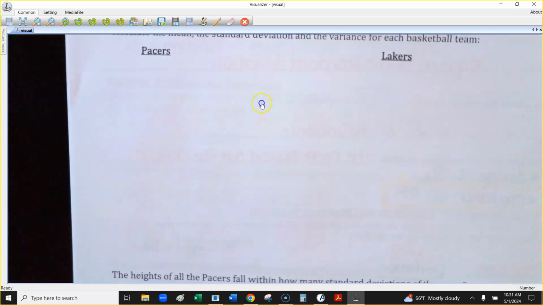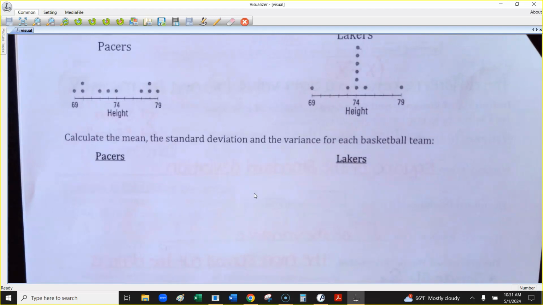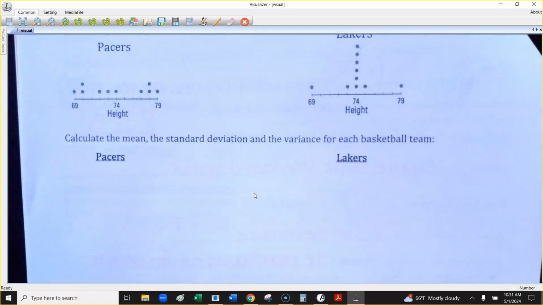Okay. Now, on the back, I'm going to show you how to do this with the calculator, but we're going to compare these 2 data sets. This is called a dot plot. So just dots of people's heights on 2 different basketball teams, so you can compare them. And you can probably kind of see visually from these, is the data more spread out or is it more in the same place? And then we'll compare the standard deviations as we look at this.